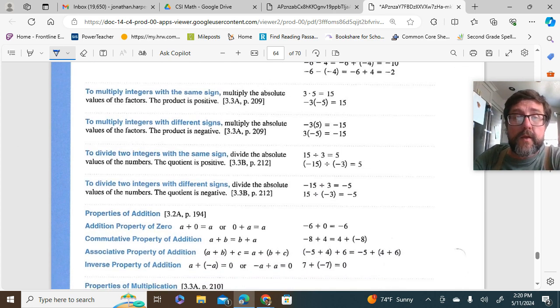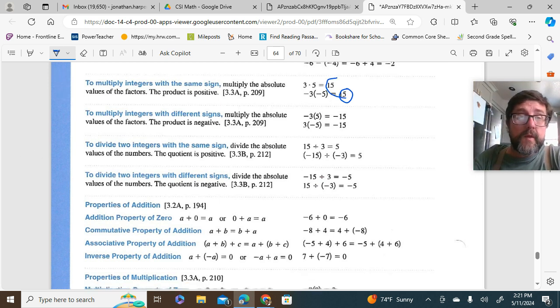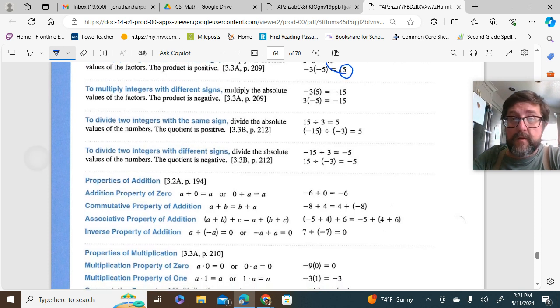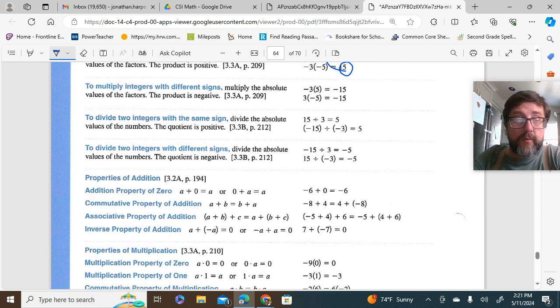To multiply integers with the same sign, multiply the absolute values of the factors. The product is positive. So if you're doing a negative times a negative or a positive times a positive, your results will always be positive. If you're multiplying integers with different signs, then your product will always be negative.